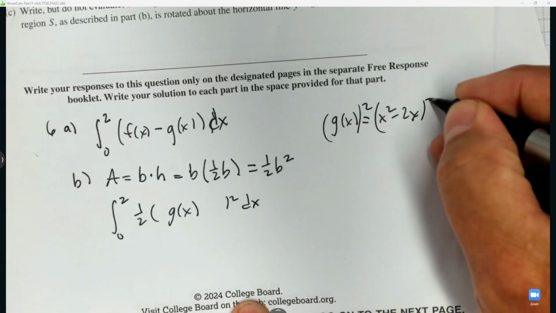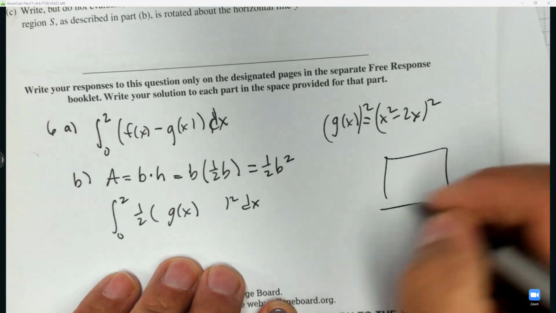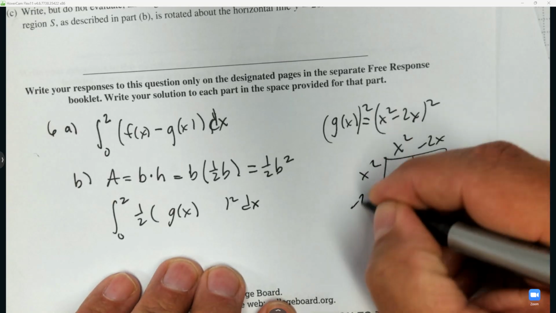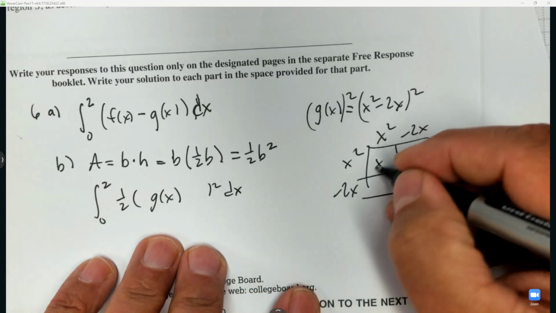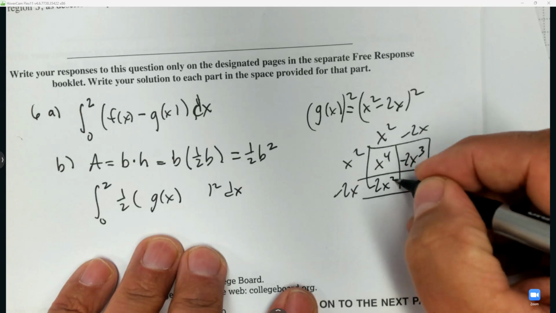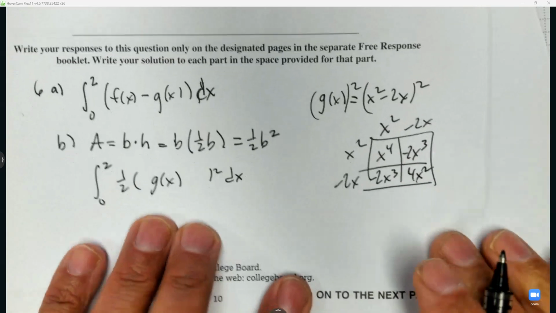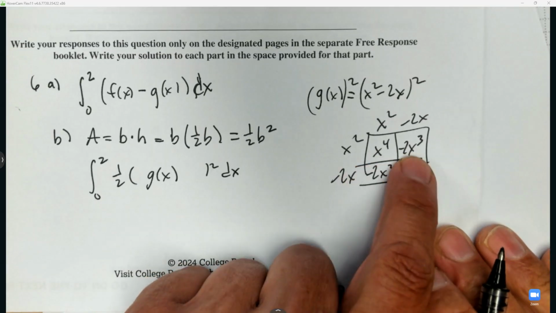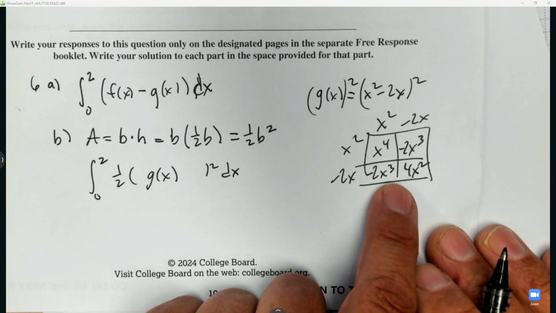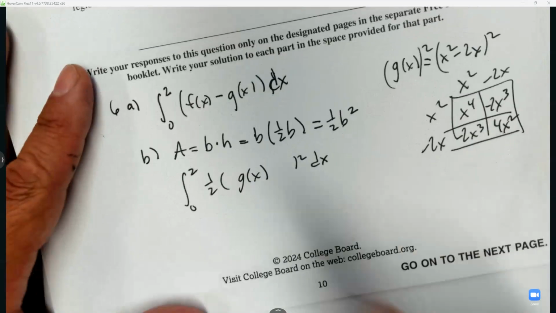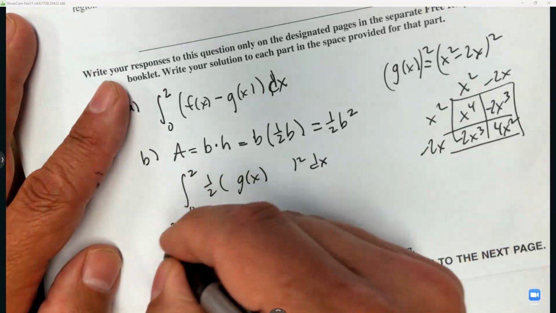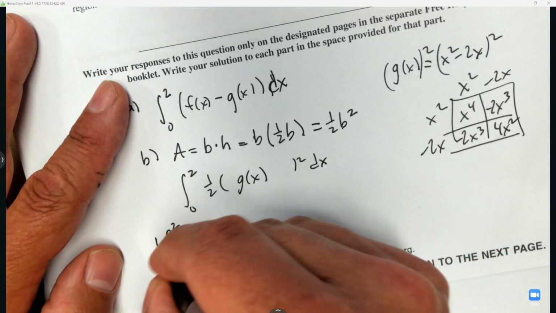On the side, that's what I'm going to do. I'm going to square this. So that means I have to have the algebra to expand. So I'm going to multiply this together. So we have x to the fourth, negative 2x cubed, negative 2x cubed, and positive 4x squared. So I'm going to come back here. That 1/2 can also go in front.